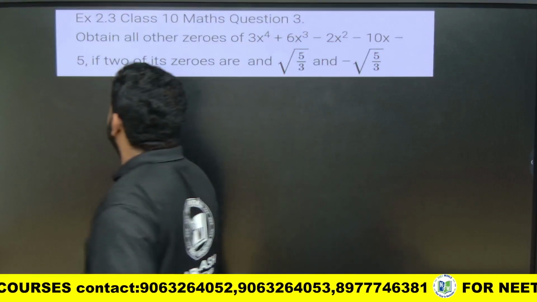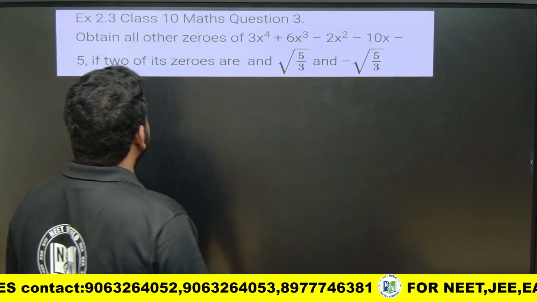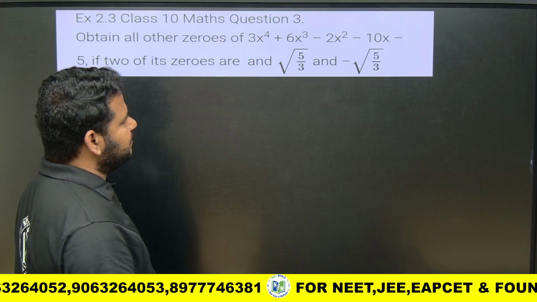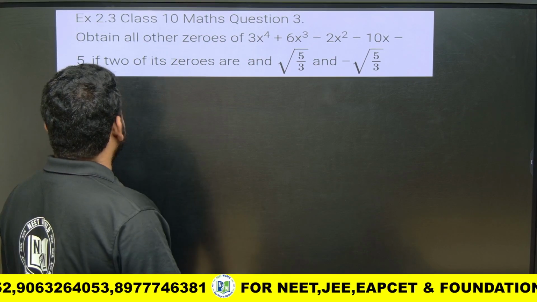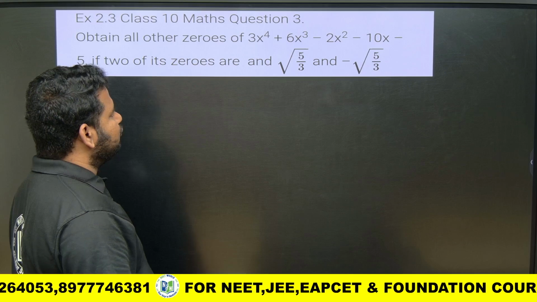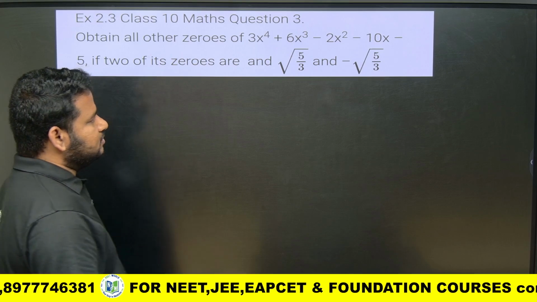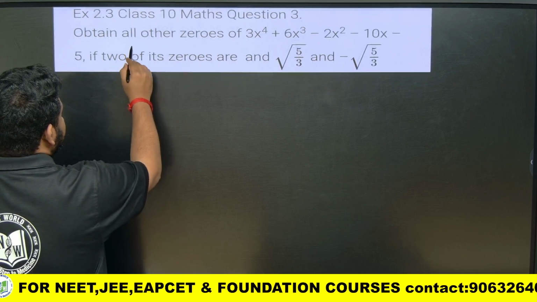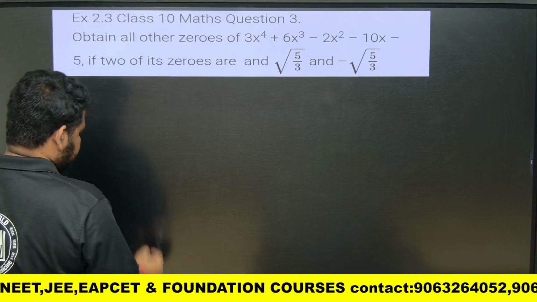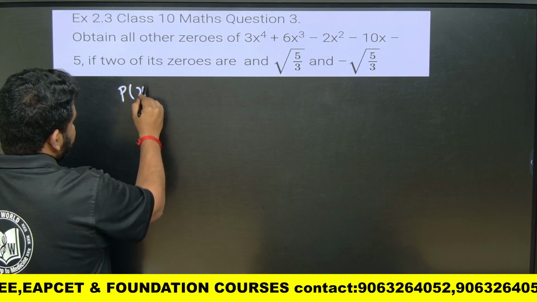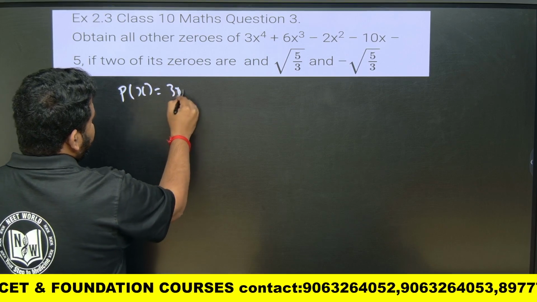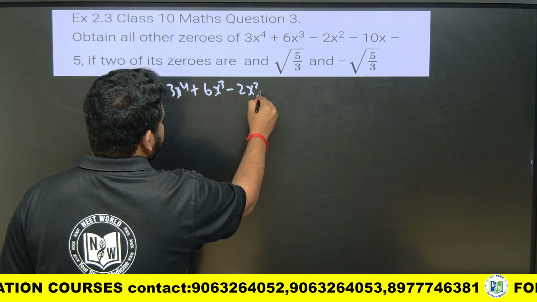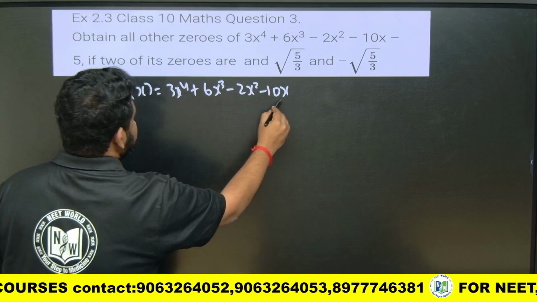This is a different kind of question that they have given. Obtain all other zeros of p of x, which is given as 3x to the power of 4 plus 6x cube minus 2x square minus 10x minus 5, if two of its zeros are root 5 by 3 and minus root 5 by 3.